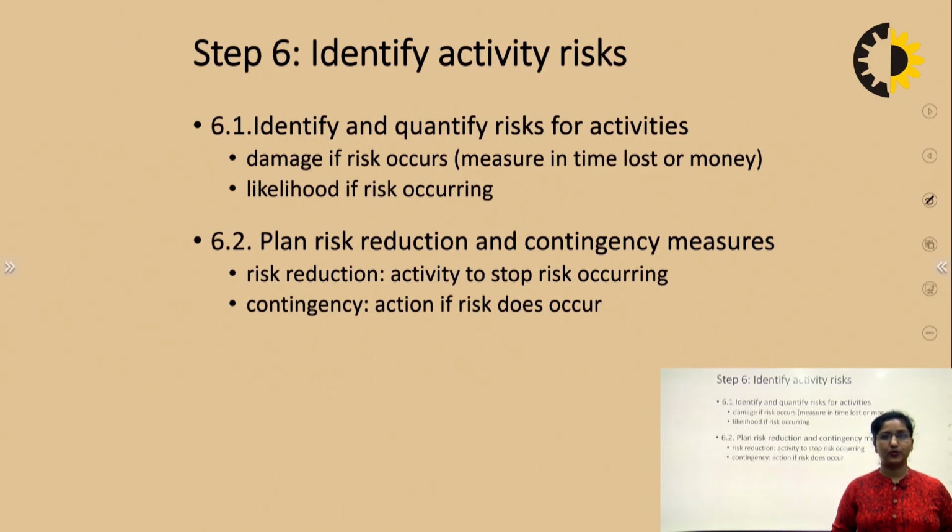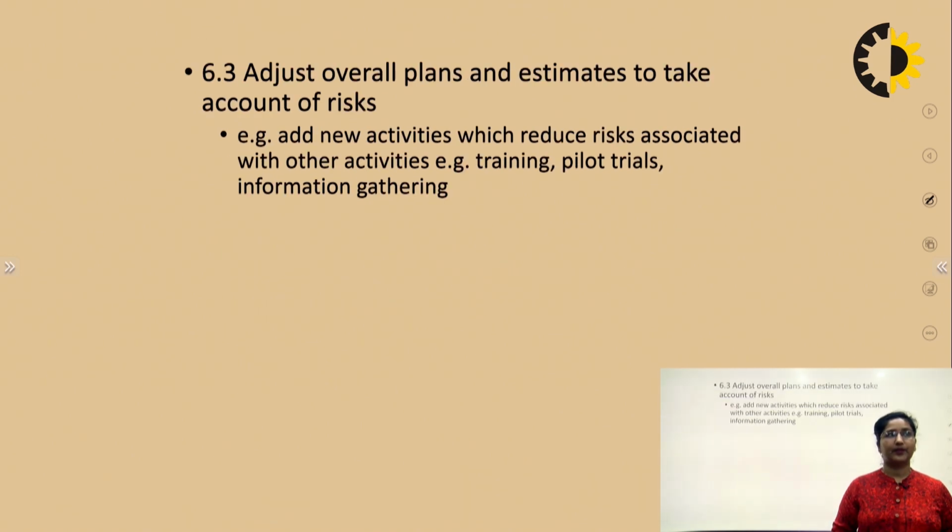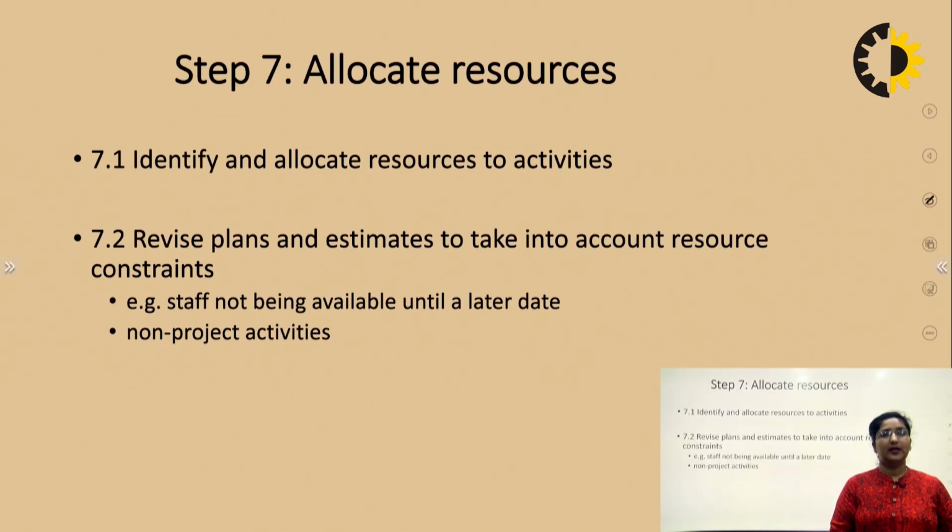There are two ways to reduce it: risk reduction, the activity to stop the risk occurring, what can be done, and the contingency, the action if the risk does occur, then what action we need to follow for it. After that, we need to adjust the overall plans and estimates to take account of the risk. For example, we need to add new activities which will reduce the risk associated with other activities, like training, pilot trials, information gathering, etc.